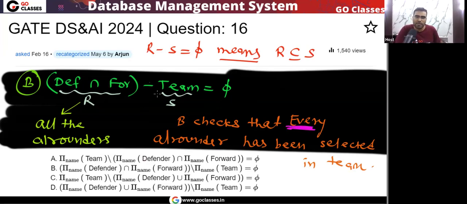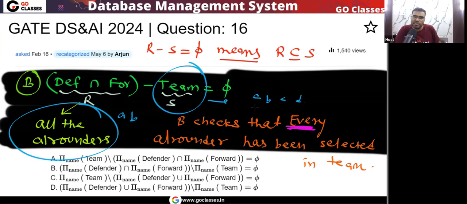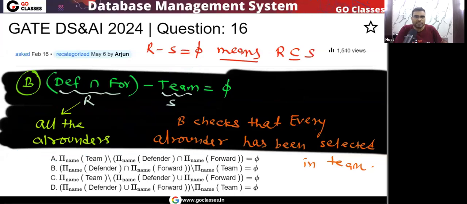There can be extra persons, remember. In this team, you can have extra people. For example, let's assume A, B are all-rounders. In this team, you can have A, B, C, D. You can see every all-rounder has been selected, and there can be extra people. Because remember, R minus S is phi means R is a subset of S, and S can have extra people. This is S, this is R, so every element of R is in S. Very simple. So this is option B.